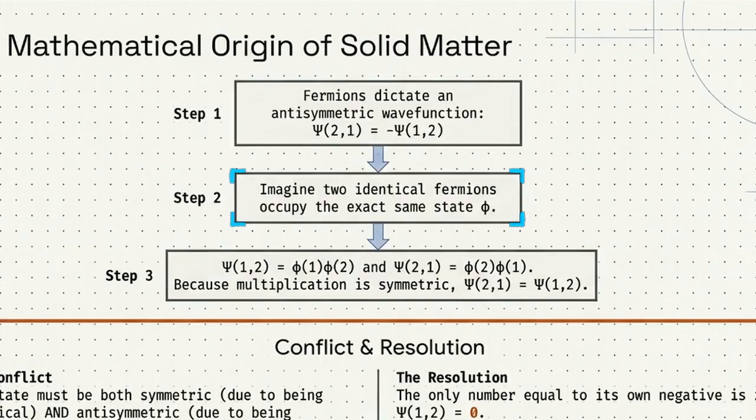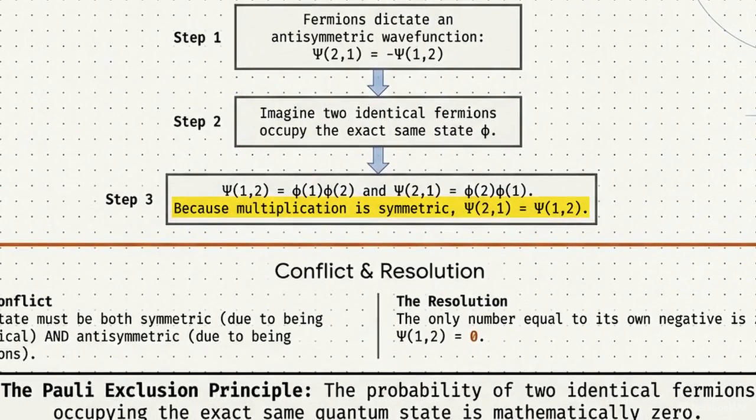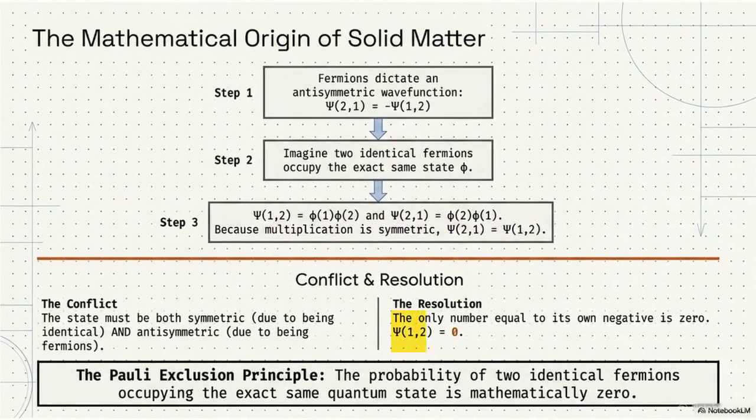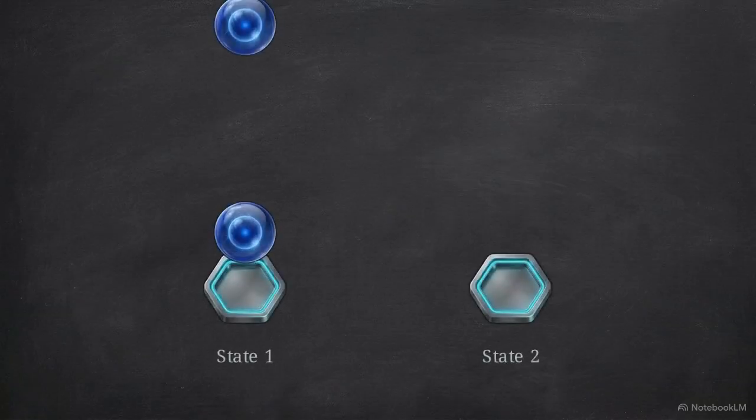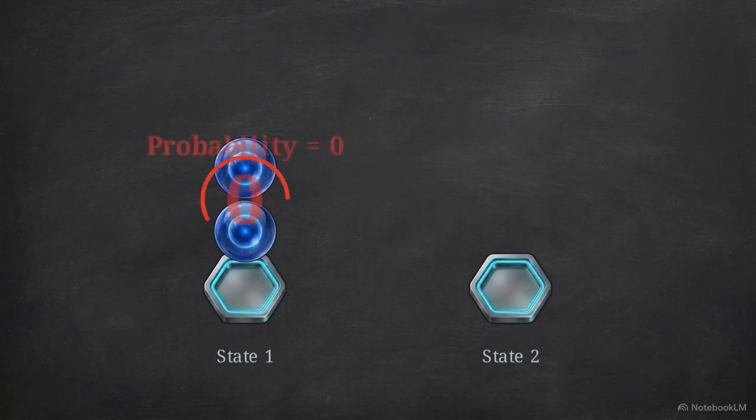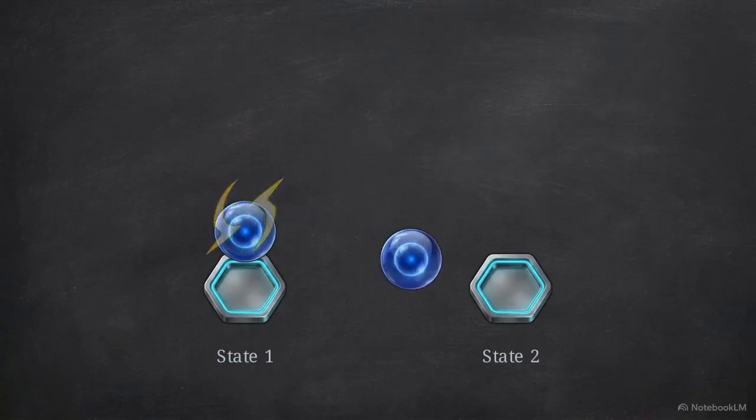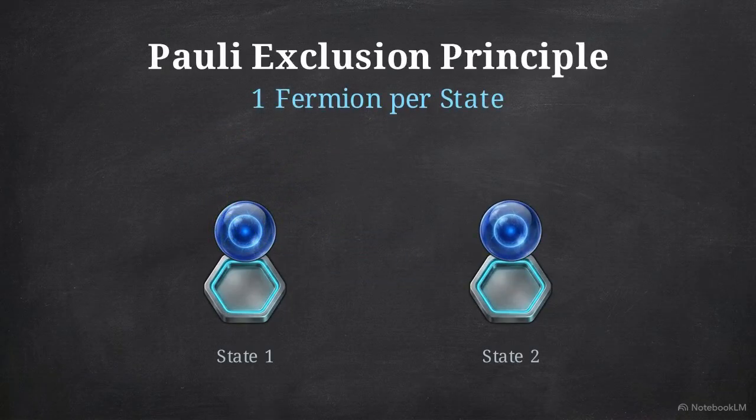Imagine 2 identical fermions occupying the exact same state, phi. Multiplying their states yields an inherently symmetric result, but fermions require an antisymmetric state. This creates a direct logical conflict. The only number equal to its own negative is 0. The probability of 2 identical fermions sharing the same state is 0. This proves the Pauli Exclusion Principle from first principles.